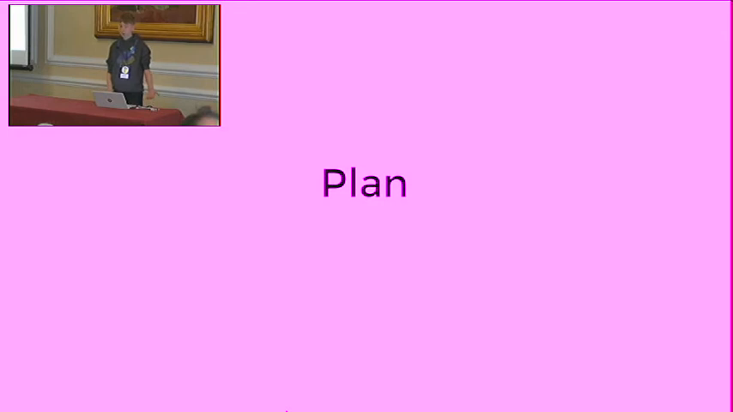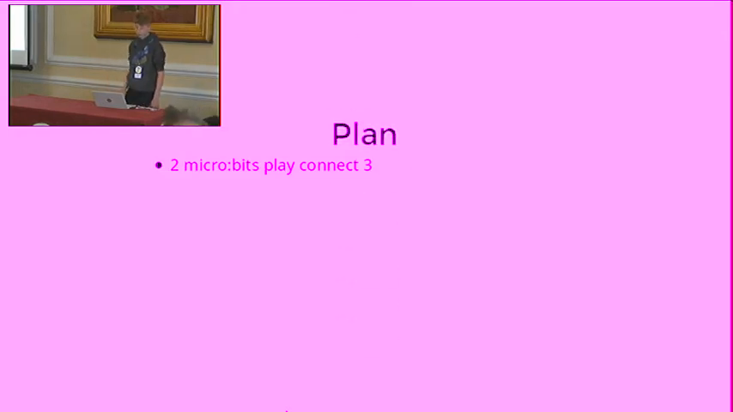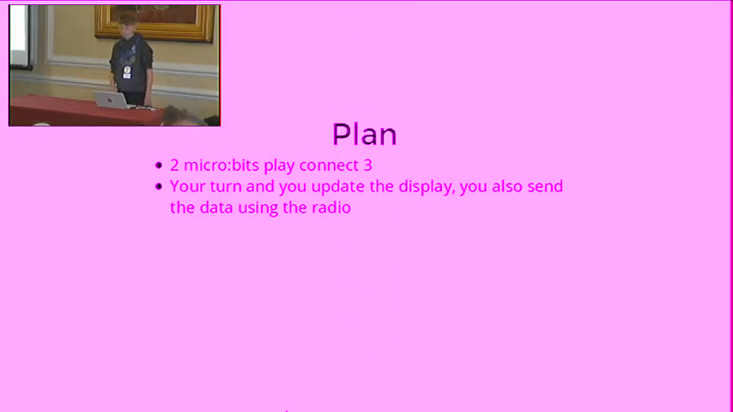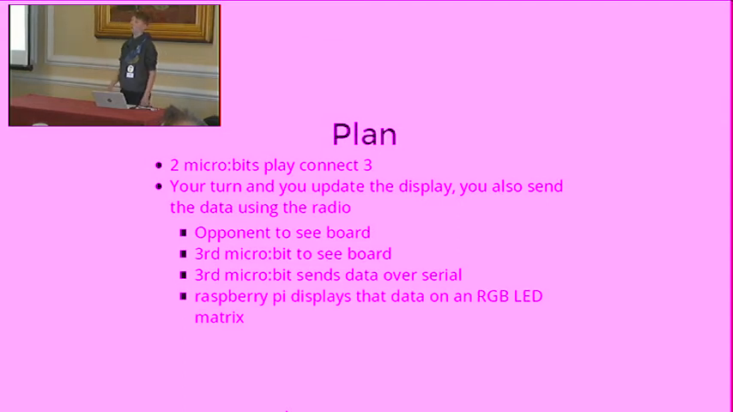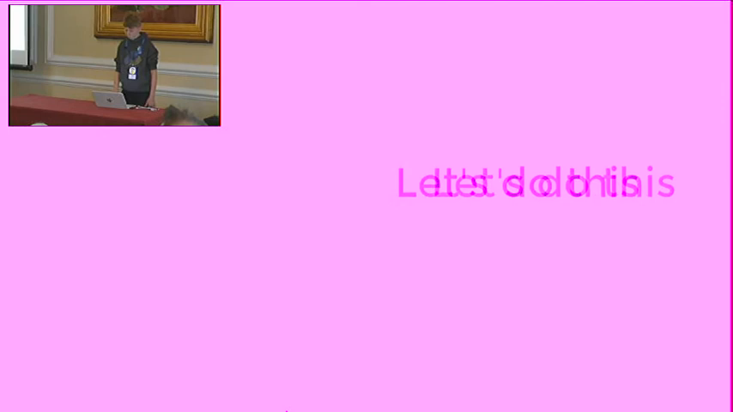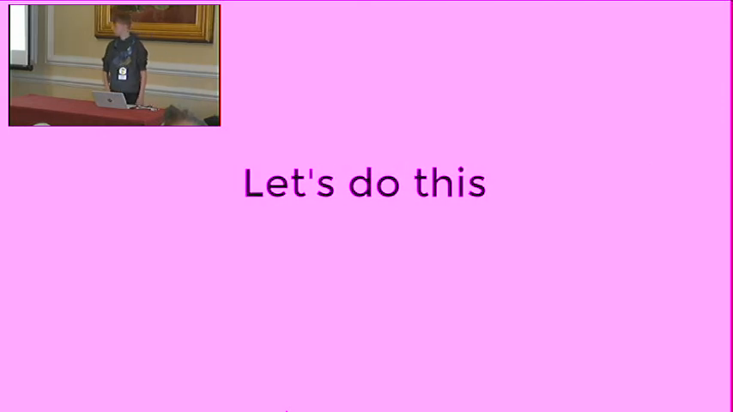So I needed a plan of what I was going to do. So you have the two microbits playing Connect 3, and when you update the display when it's your go, you'll also send the data over the radio, which will let your opponent see the board, and the third microbit see the board, which will send it over serial to the Raspberry Pi that will then display that data. So I decided to give it a go.